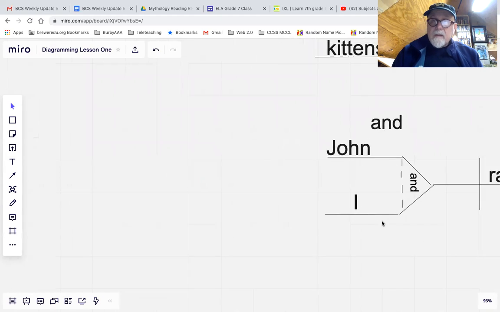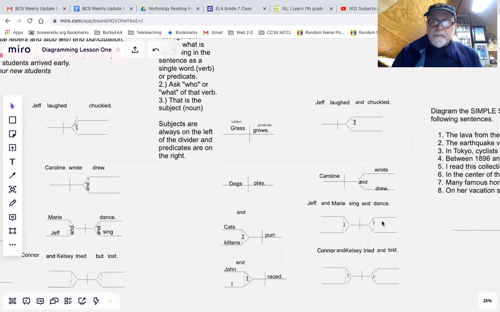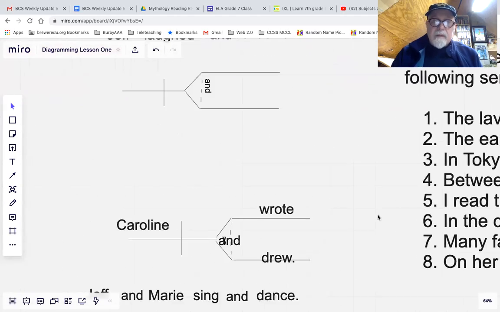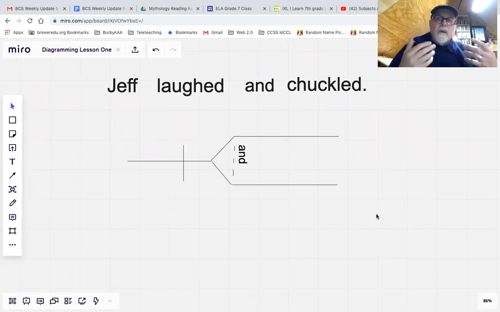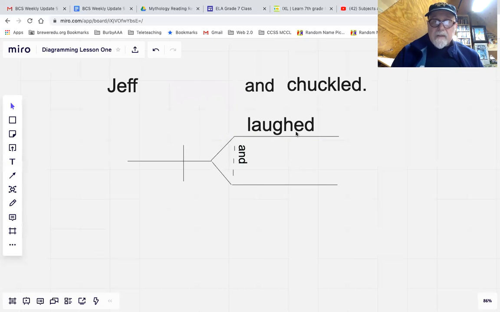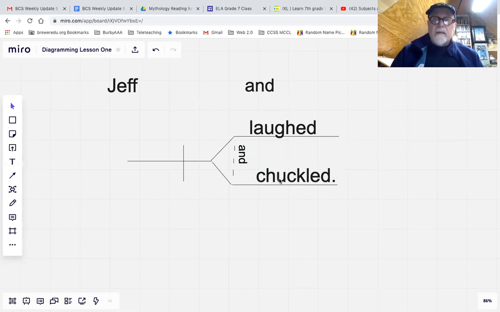Okay, that's cool. Let's try another one. Over here, Jeff laughed and chuckled. What's the action? Well, weirdly enough, there's two actions, laughing and chuckling. You can hear them. They're about the same thing, actually. So we'll put that over here, and the complete predicate is laughed and chuckled. Who or what laughed and chuckled? A guy named Jeff. Jeff's the complete subject. When we do the complete subject and the complete predicate, we're using every word in the sentence. We're not leaving any words out.